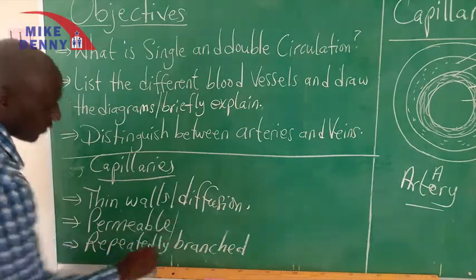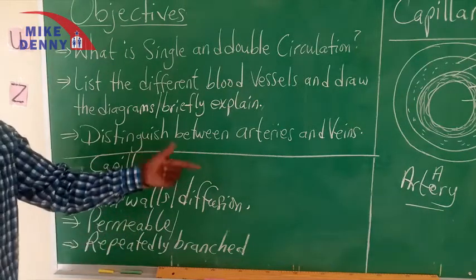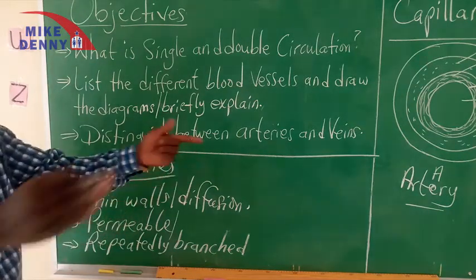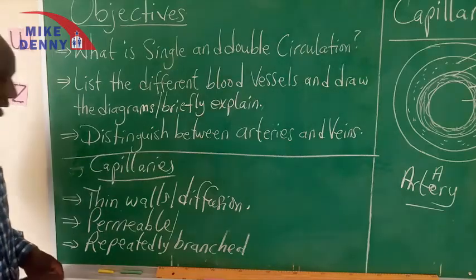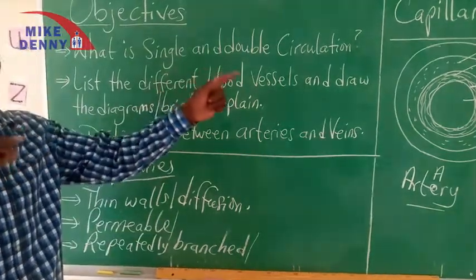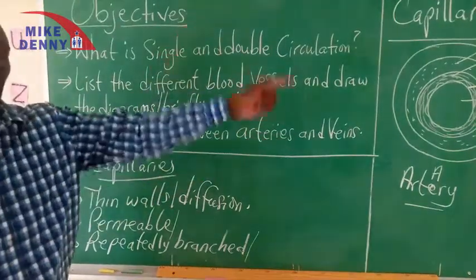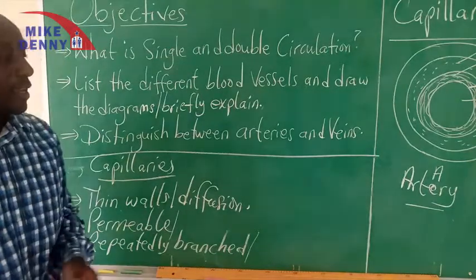Then permeable. What's the meaning of permeable? To allow substances to move out of the walls of the capillaries to supply the body cells and tissues. Repeatedly branched means capillaries penetrate all parts of the body.